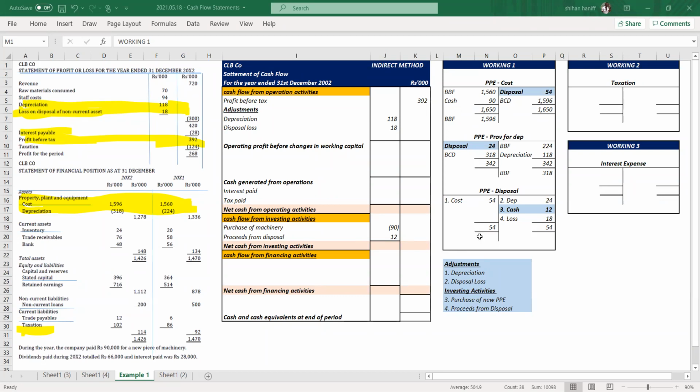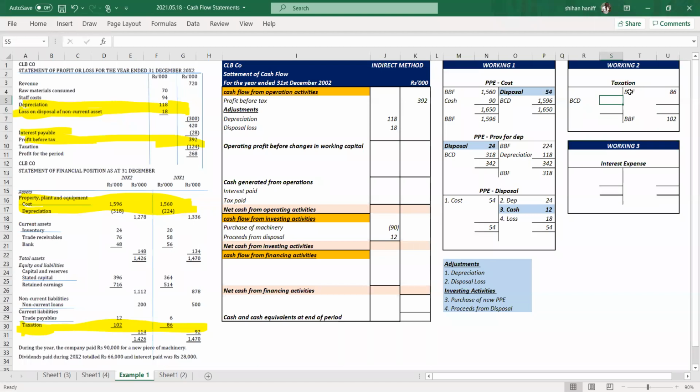Right. So let's do the working for taxation and interest expense. Taxation. Take the opening and closing balance. Taxation here, current liabilities. Opening balance is 86. Right. Closing balance is 102.